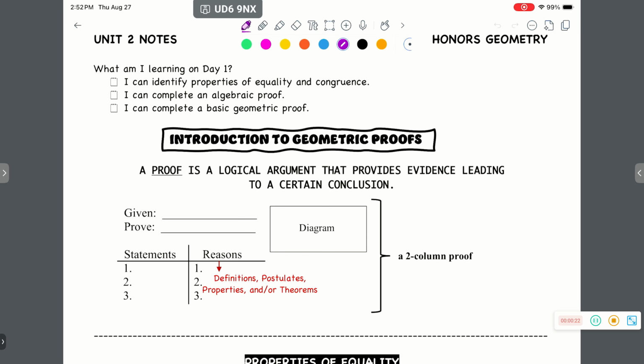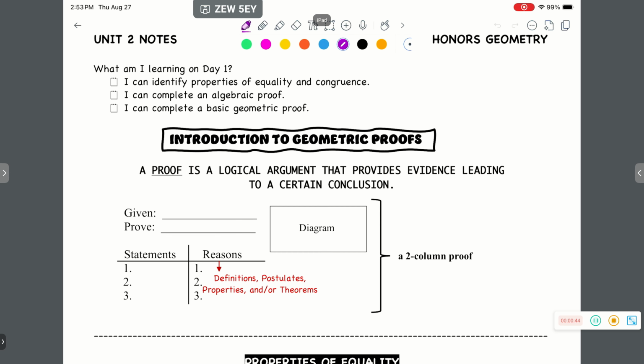And then there's flow chart proofs where you write it horizontally instead of vertically. We don't really do much of that either. So we're going to stick with 2-column proofs. It's called a 2-column proof because there are 2 columns, right? The first column is the statements column. This is where you are making conclusions about what happens next in the problem.